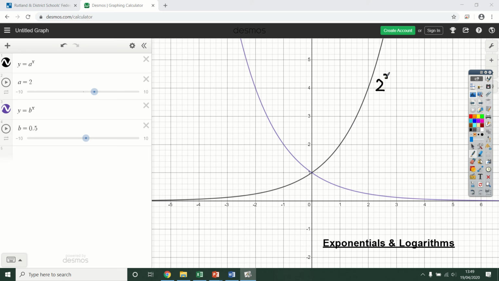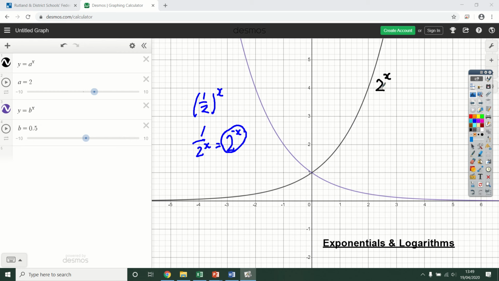This is 2 to the x. If I think of 0.5 as being a half, then using index laws, I can show how it links to this. So I'm going to put the x on the bottom of the fraction. And then this fraction over here is the same as 2 to the minus x. So that's an alternate form for this function over here.